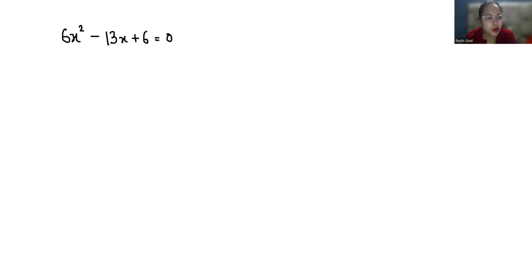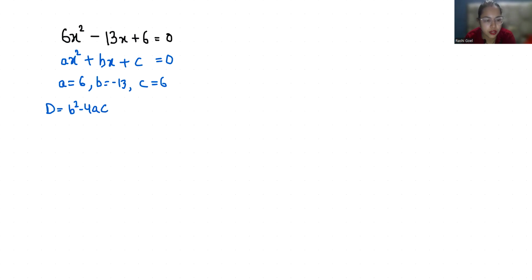First I am going to compare with the standard form of a quadratic equation, that is ax² + bx + c = 0, where a is 6, b is −13 and c is 6. Now, first we are going to find the discriminant with the help of D = b² − 4ac.